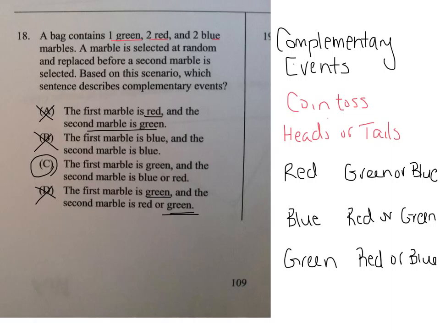In a complementary event, this question could also come up, you are getting 100% of the options. Meaning your probability of those things happening, either red and then green or blue, could be 100% of all the options described.